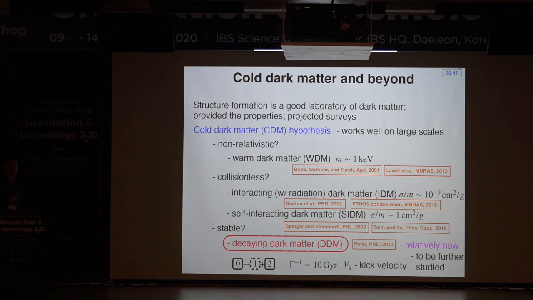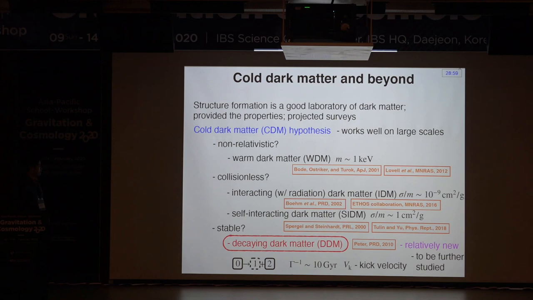And if we doubt whether dark matter is truly stable, this is what I discuss in this talk: late decaying dark matter. Basically, late decaying dark matter is something like this. The mother particle decays into a daughter dark matter particle plus something else, around the age of the universe. And this decay gives a stable dark matter particle with a kick velocity. This kick velocity and the lifetime are the basic parameters of late decaying dark matter, and I'll basically talk about these two parameters.